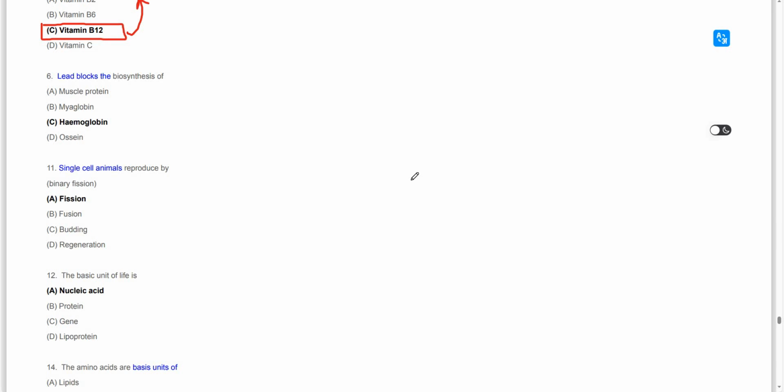Moving on to the next question. Lead blocks the biosynthesis of hemoglobin. Lead is a kind of element, a kind of metal. If there is too much lead in the blood, more than the wanted quantity, lead blocks the biosynthesis of hemoglobin.